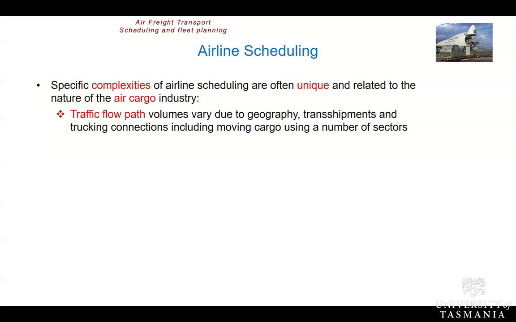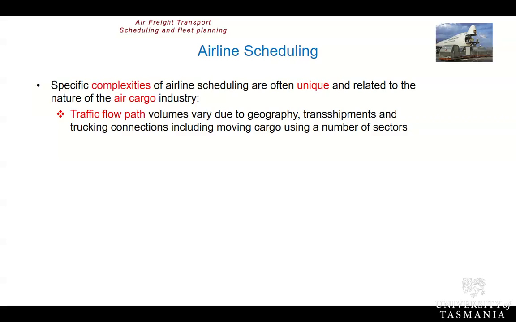So if you're servicing Asia from both Europe and the United States, you've already got a challenge because of the imbalances of the goods going into Asia and the goods coming out of Asia. So that's something that's quite unique to the air cargo industry.